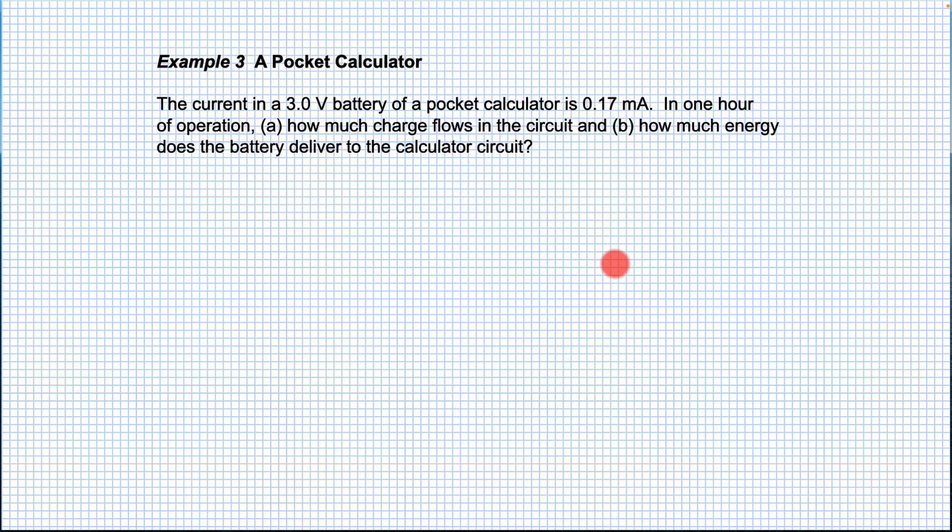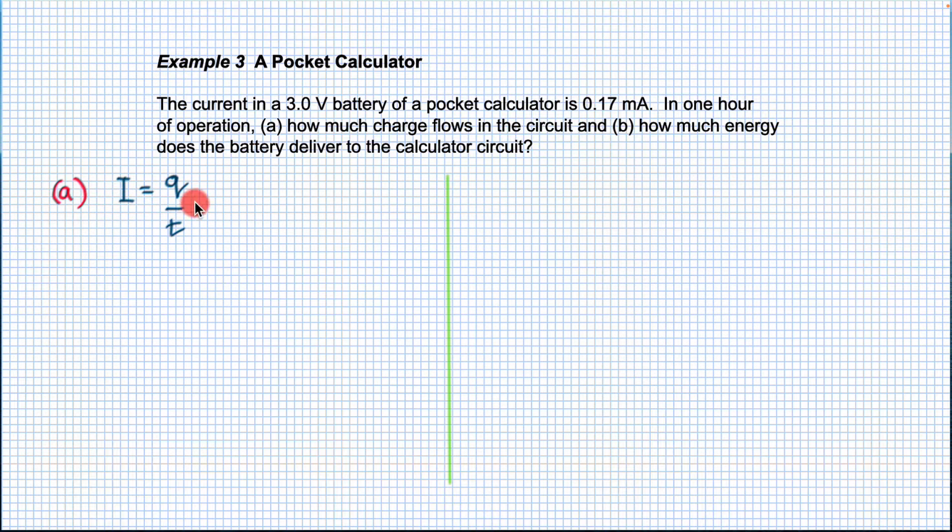Let's have a look at a problem-solving type question where we can use our understanding of voltage, current, power and energy to solve a real-life problem. So we've got here the current in a 3-volt battery in a pocket calculator is 0.17 milliamps. So this is the amount of current it draws in its normal operation. If it's being operated for 1 hour, the question is how much charge flows in the circuit during that time.